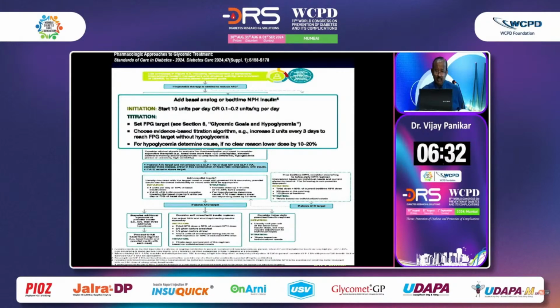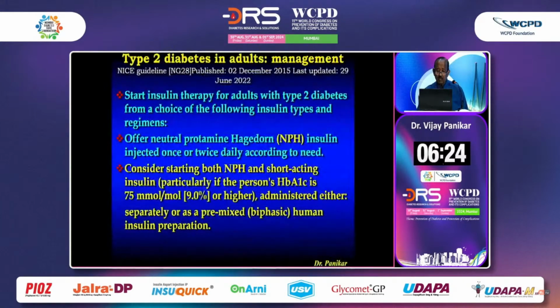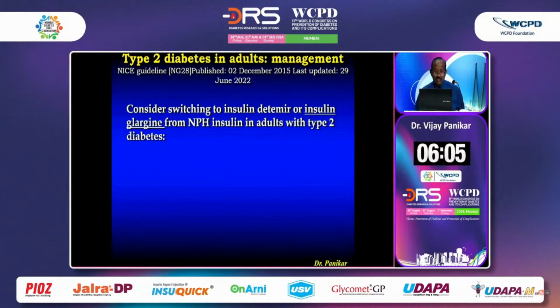He says, add a basal analog or bedtime NPH insulin when you want to use a basal. So the choice is left to the doctor. But the NICE guideline of 2022 says start insulin, offer NPH insulin, maybe injected once or twice daily to meet the need. Consider NPH and short-acting insulin or even pre-mixed biphasic human insulin. And he says you should consider switching to analogs.